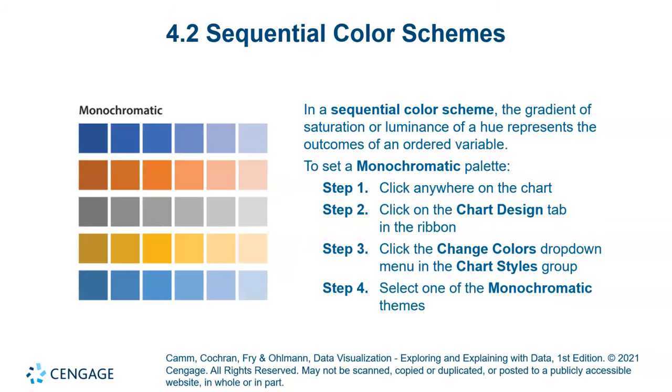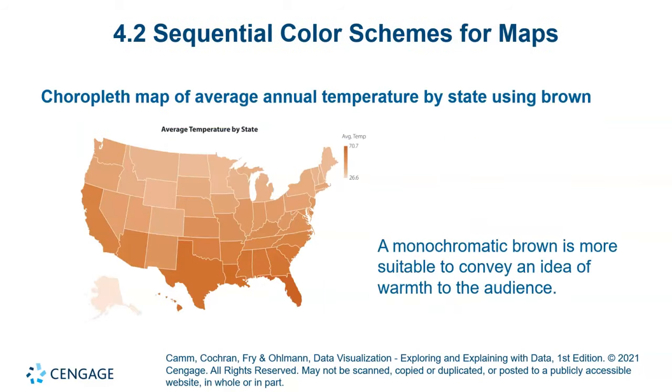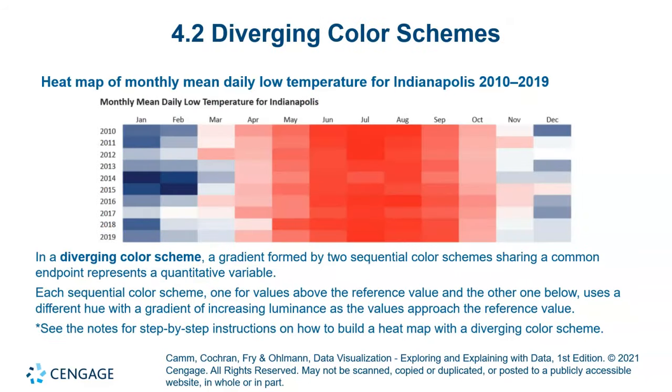This is color 4, this is monochromic. Monochromic means a single color. You can use color schemes in a choropleth map as well, to show the temperature level by increasing the luminance or saturation of the colors. In a heat map of daily low temperature, you can also have diverging color schemes. A diverging color scheme is a gradient formed by two sequential color schemes sharing a common endpoint, representing a quantitative variable. This way, you can guess the quantity with respect to the color.